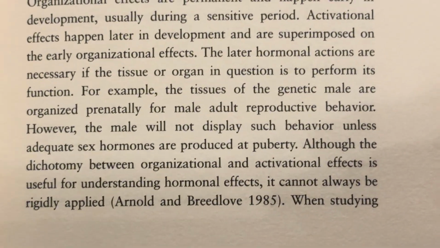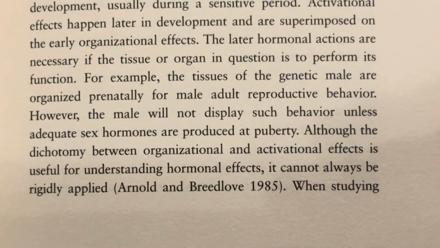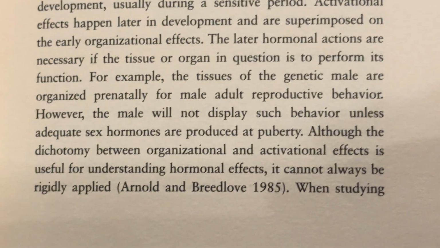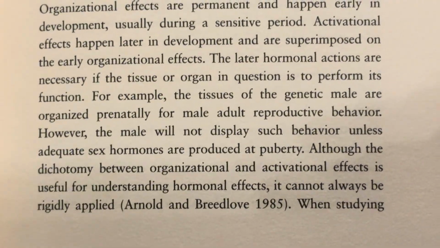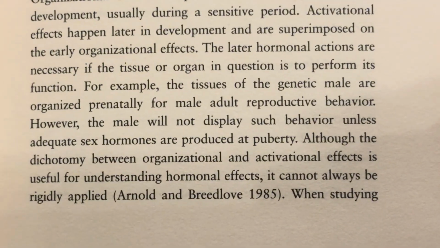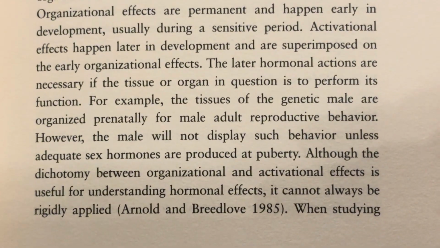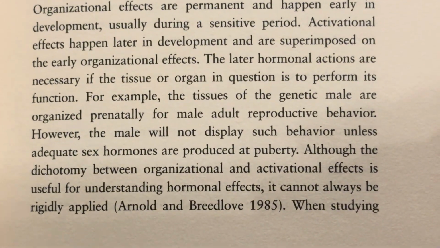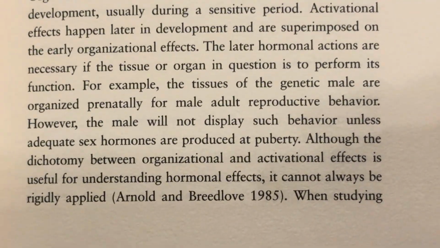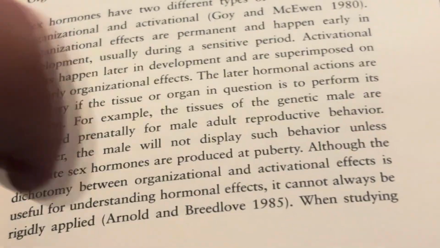For example, the tissues of the genetic male are organized prenatally for male adult reproductive behavior. However, the male will not display such behavior unless adequate sex hormones are produced at puberty. Although the dichotomy between organizational and activational effects is useful for understanding hormonal effects, it cannot always be rigidly applied.